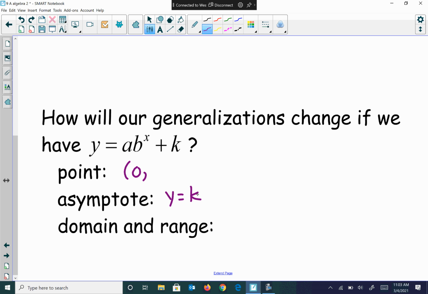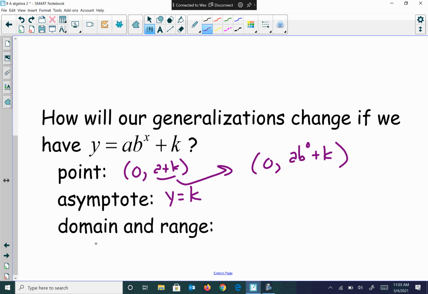This is going to be, it'll be a plus k. The reason it's a plus k is if I have b, a number raised to the 0 power, b to the 0 is 1, and then 1 times a. So I guess I could clean that up a little bit. This could be rethought of looking like this. So that could take place.